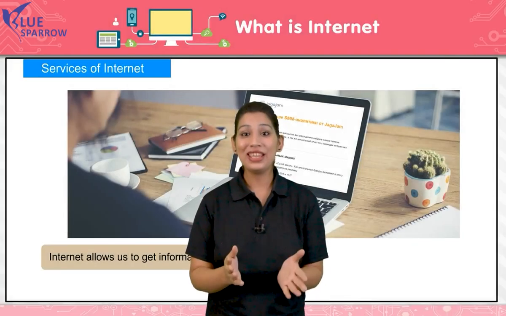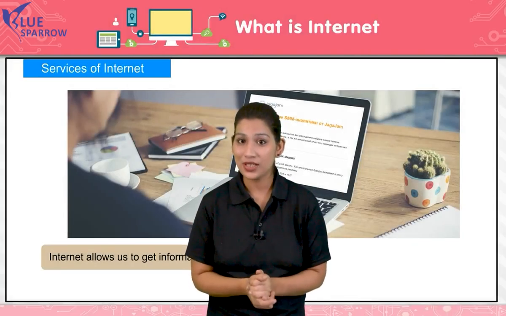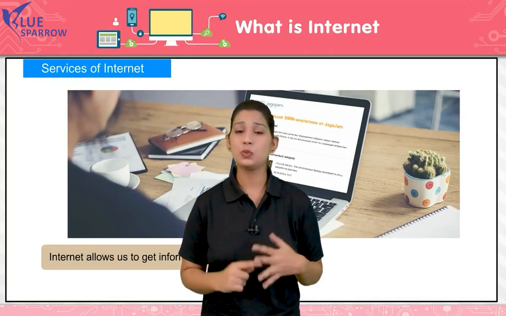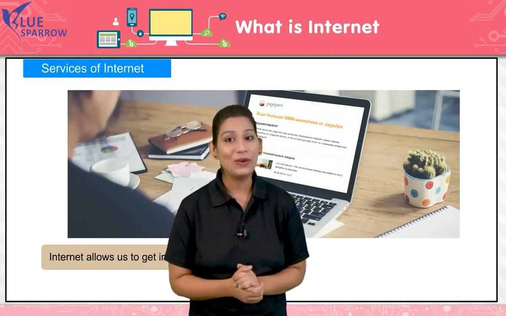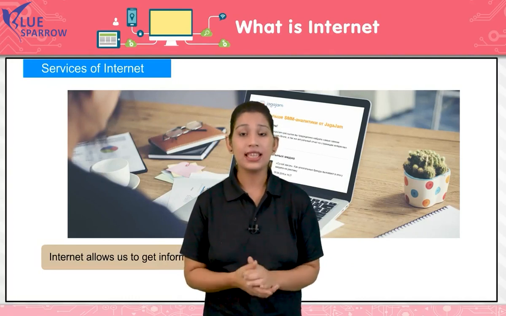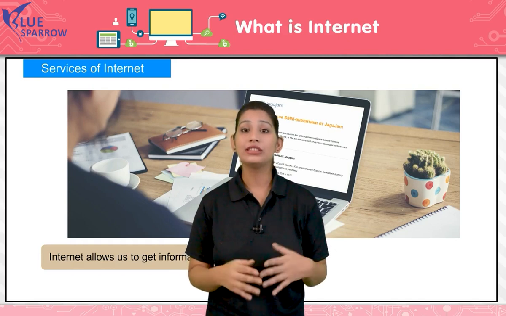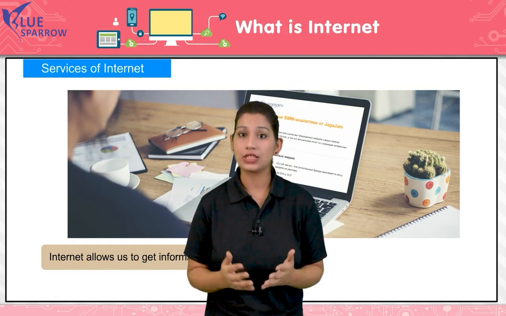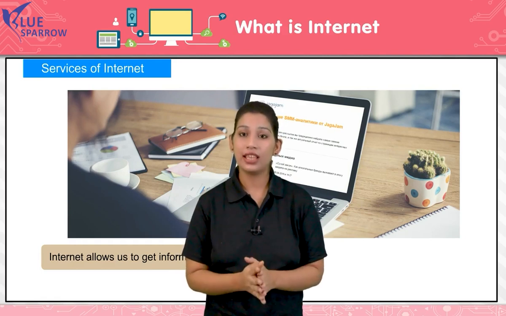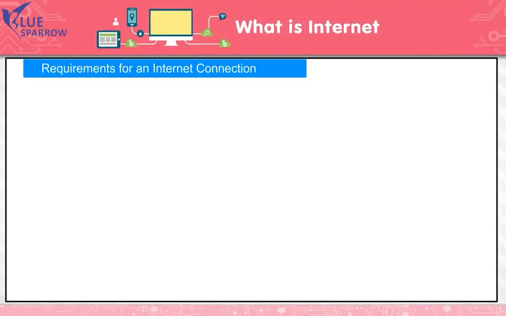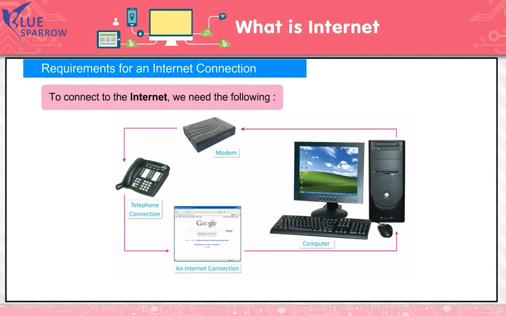So students, we can do so many things on computer. We can communicate, we can sell and purchase, we can see, we can search, we can do a lot of things. Now, let us understand what are the requirements to stay connected in a network. What are the requirements for the internet connection? And what are they called? What are the instruments? Let us understand how they are helpful to us. Requirements for an internet connection. To connect to the internet, we need the following.